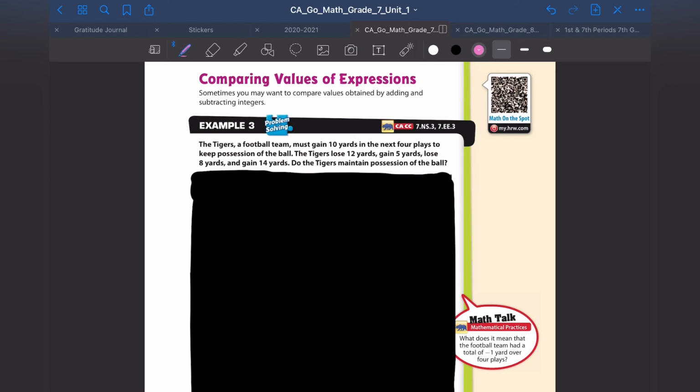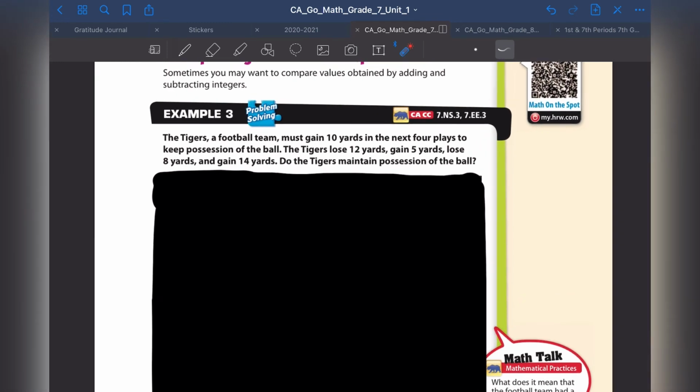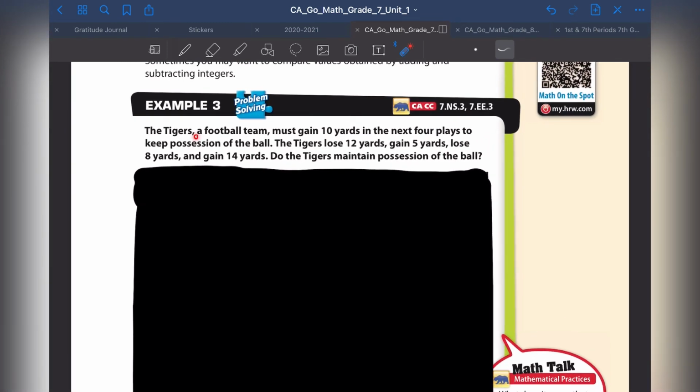Again, let's try to figure this out. So we have the Tigers, a football team, and it must gain 10 yards in the next 4 plays. So 4 plays, and it has to gain 10 yards. So the goal is to gain 10 yards. And let's see if they did.